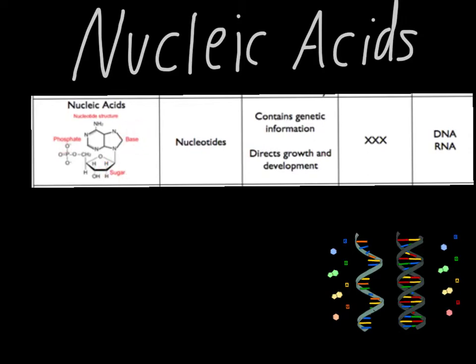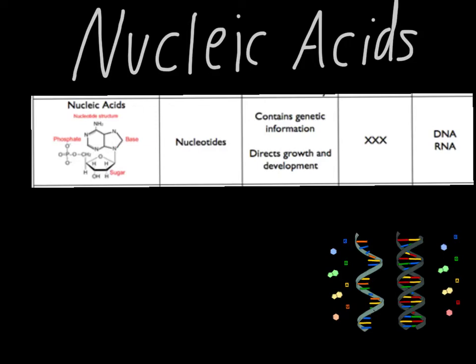Of these things, the phosphate group's the only one that's really stable. Stable meaning like always the same. The sugar is going to vary, so if it's DNA, it's deoxyribose sugar. If it's RNA, it's just ribose sugar. And then, of course, the base varies. That can be adenine, thymine, cytosine, or guanine.